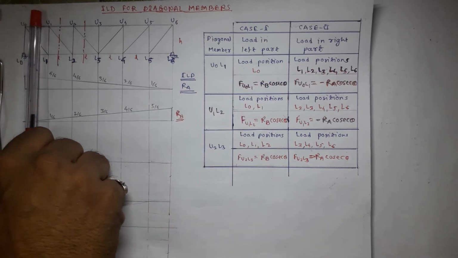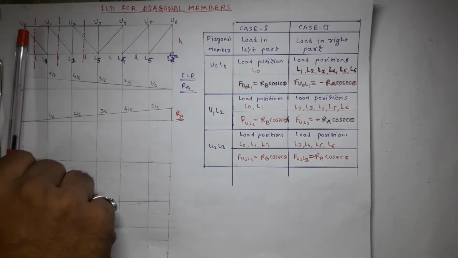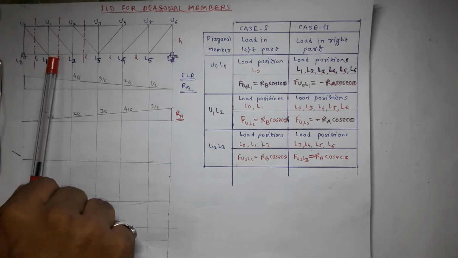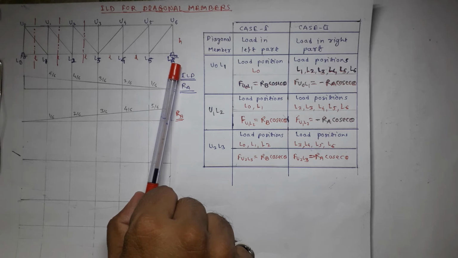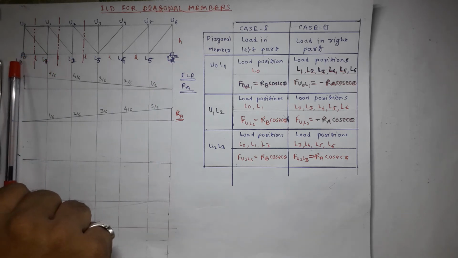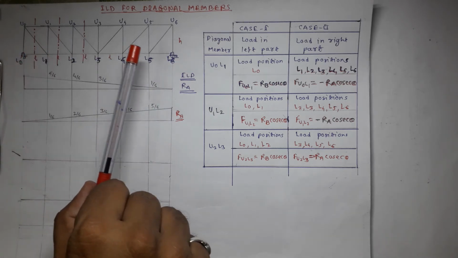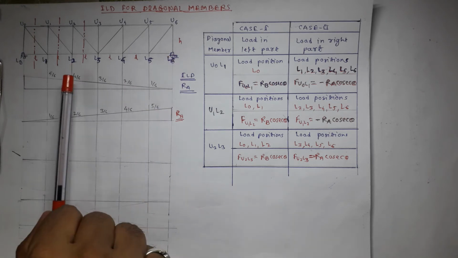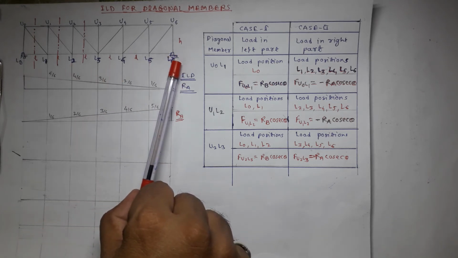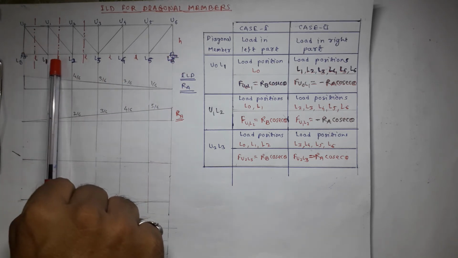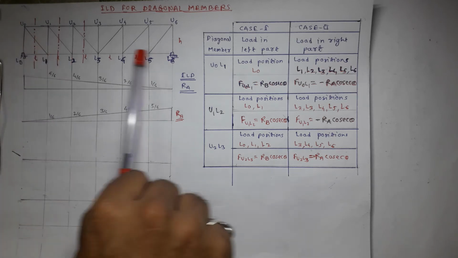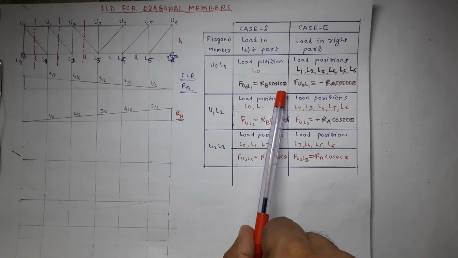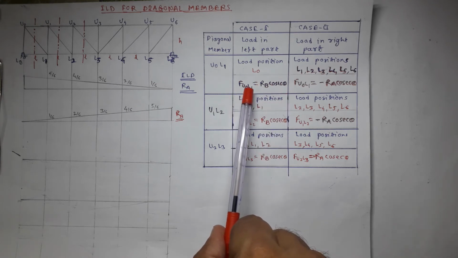When the load is in left part, the force in this diagonal member is governed by the reaction on the other side. So when the load is in left part, I deal with the right part, and in the right part the reaction RB is there. But RB is acting vertically upwards and this member is inclined. So the force in this member is given by RB into cosec of theta. So F u0 l1.